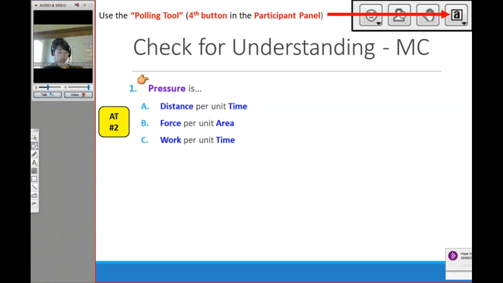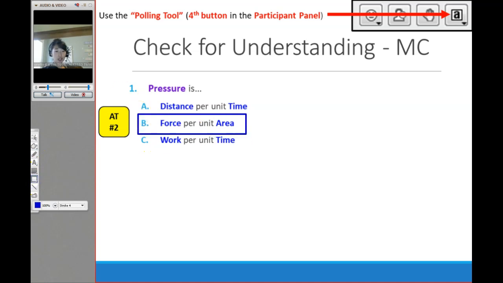No worries, Michaela. Let me go ahead and get you your ticket for today if you didn't get it already. Looking good. All right, get your polling answers in there. What is the other equation for pressure? Yes, absolutely. Looks like we are all saying letter B, and that is true. That is going to be force per unit area.